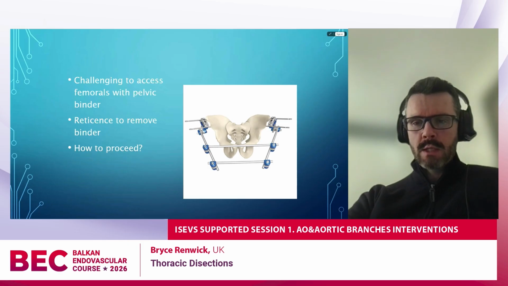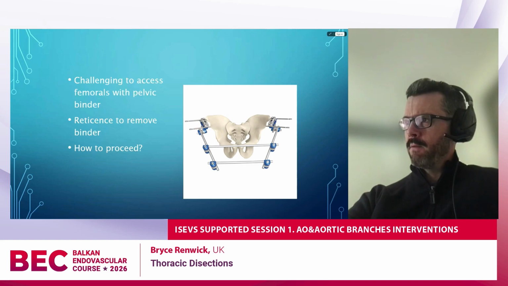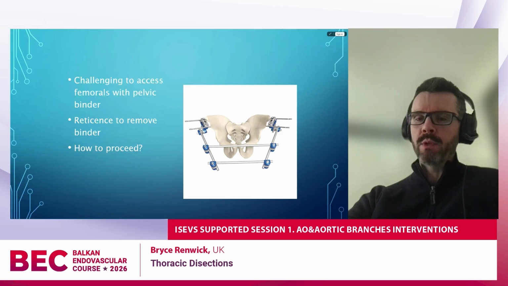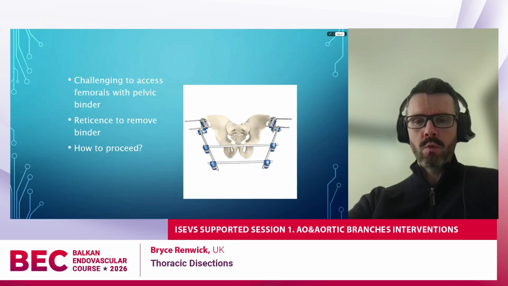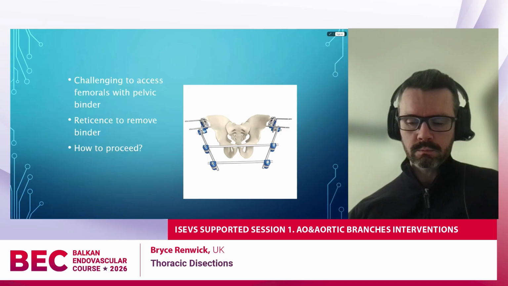The other option is that you gingerly take off the pelvic binder and get an assistant to manually compress the pelvis while you get your access in for the thoracic stent, and then reapply the pelvic binder and proceed with the rest of the case. But these pelvic injuries are challenging just from an accessing the femoral artery point of view. I'm sure the audience will have other ideas about how to get access in these patients.